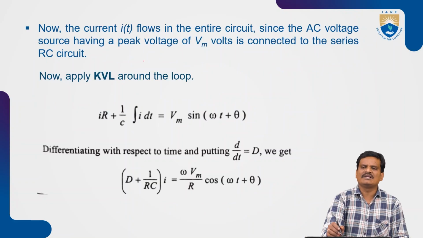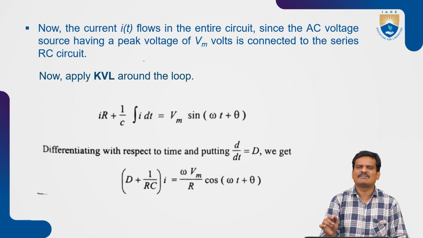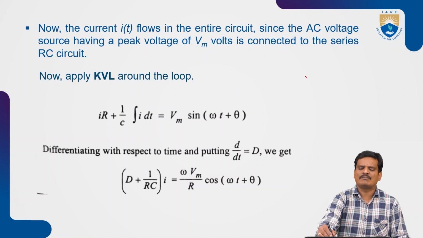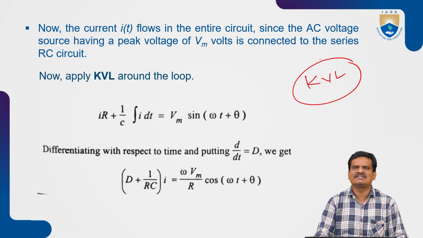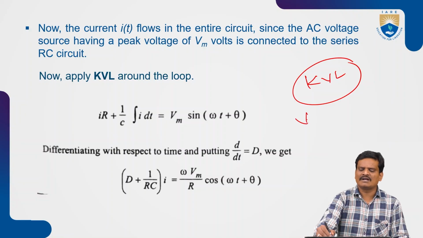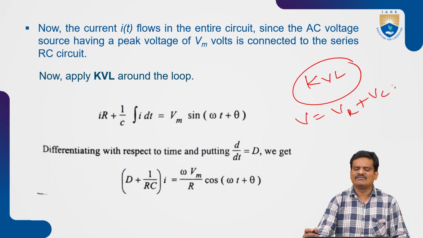In order to calculate the value of current in that RC circuit, I am applying KVL. So what is KVL? The algebraic sum of voltages in a closed path should be equal to 0, or the supply voltage should be equal to the voltage drop across each element connected in the circuit. What I can do is V equal to VR plus VC. V is the supply voltage to the circuit, VR is the voltage across the resistor, and VC is the voltage across the capacitor.